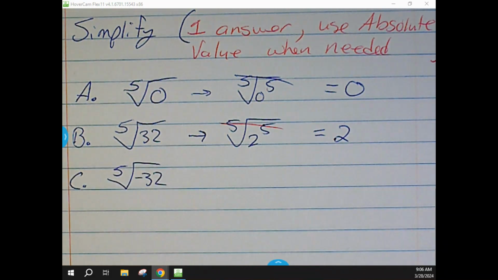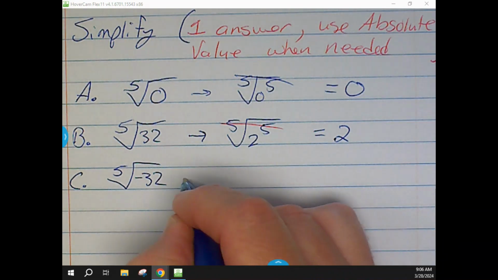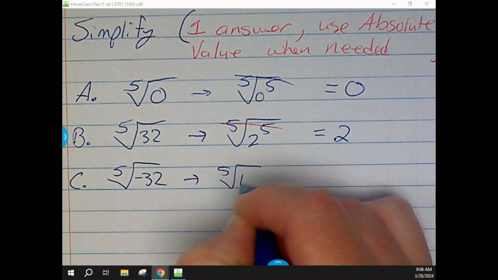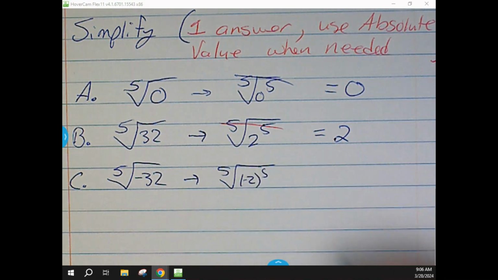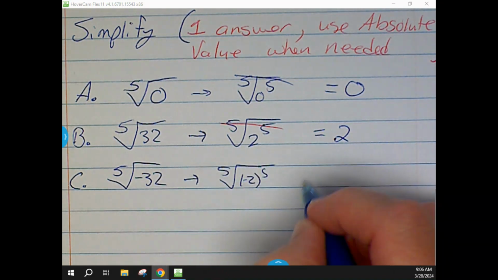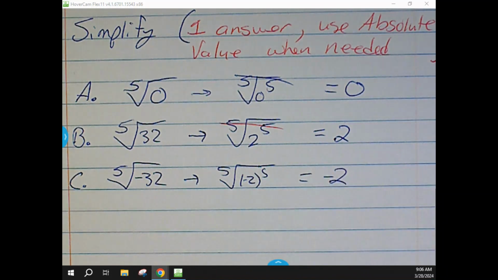All right, it's negative 32. And that should just be negative 2 to the fifth power. So again, the 5's cancel, so the answer would just be negative 2.